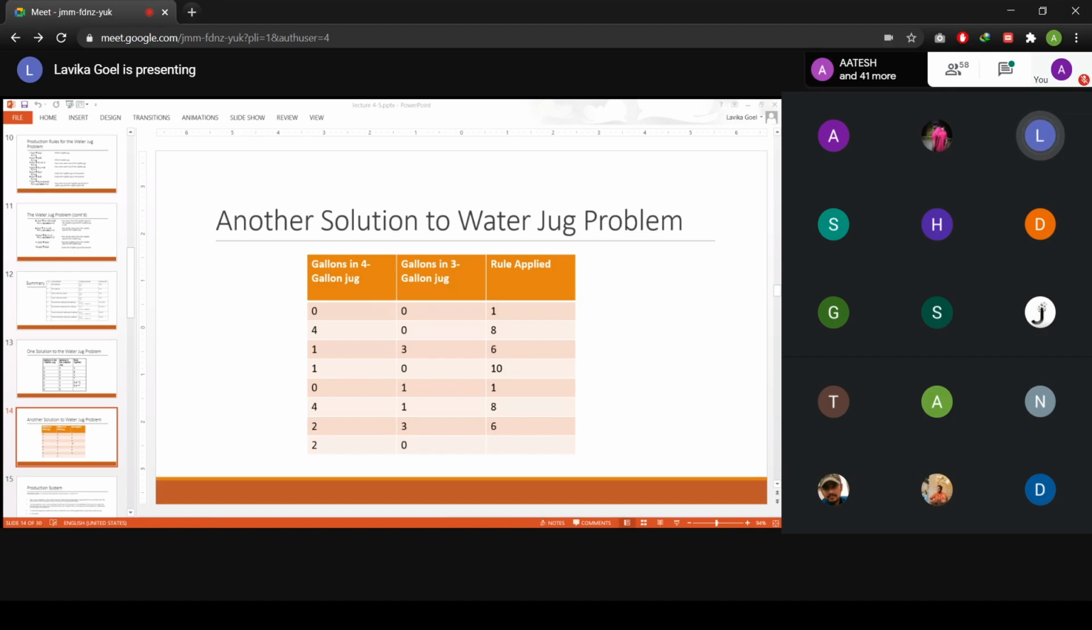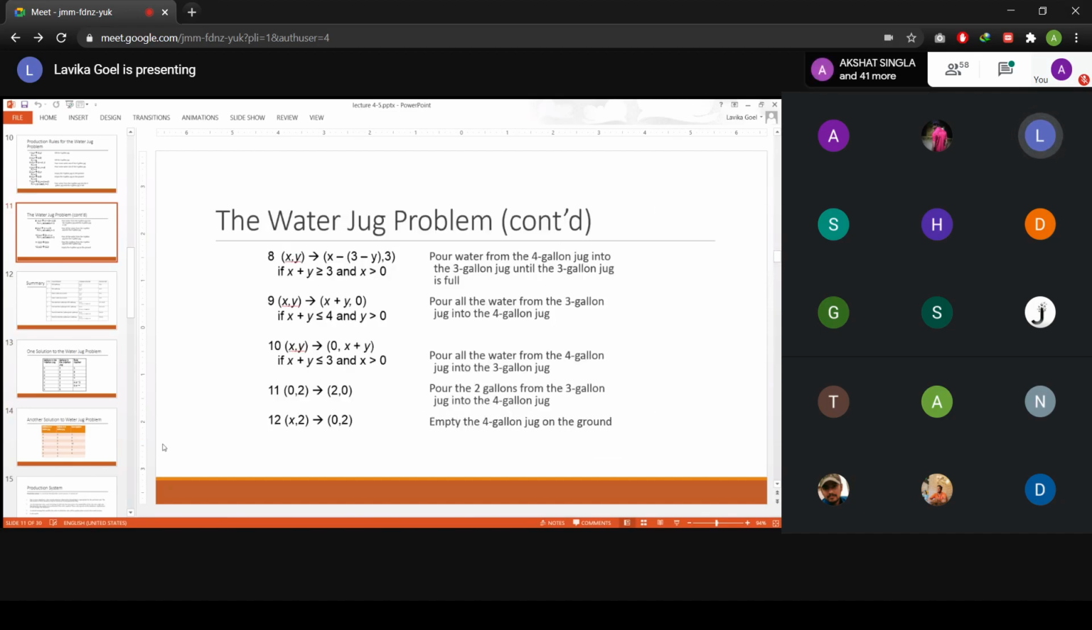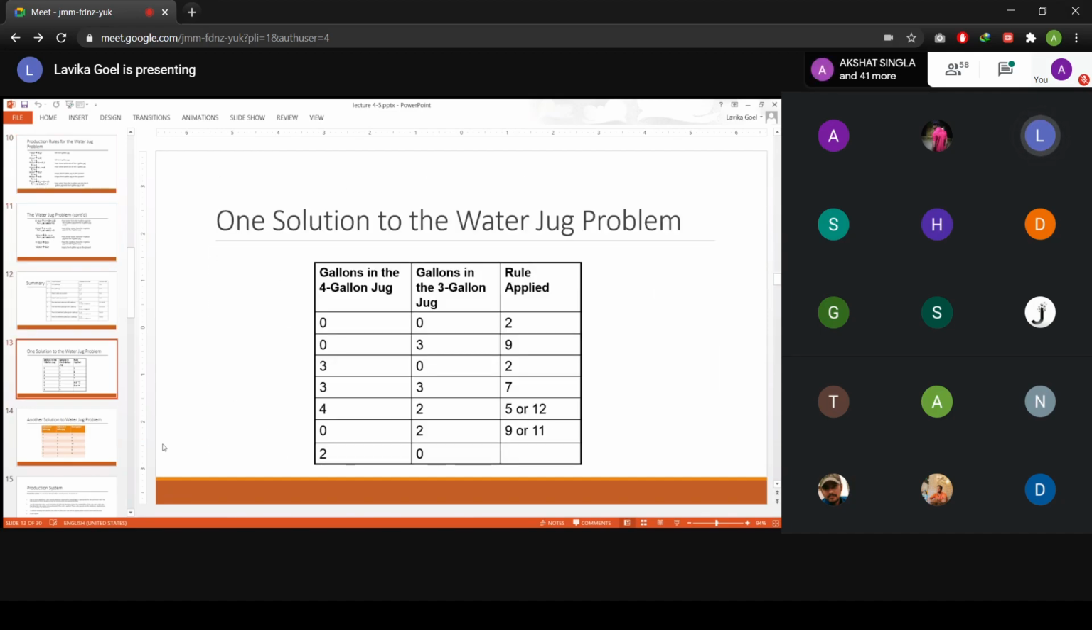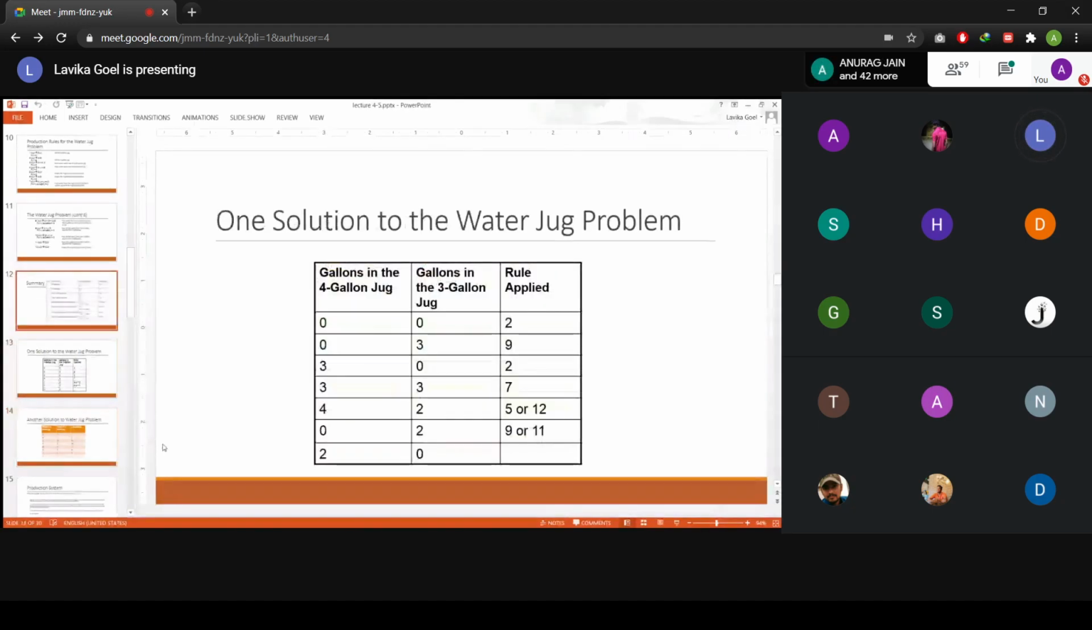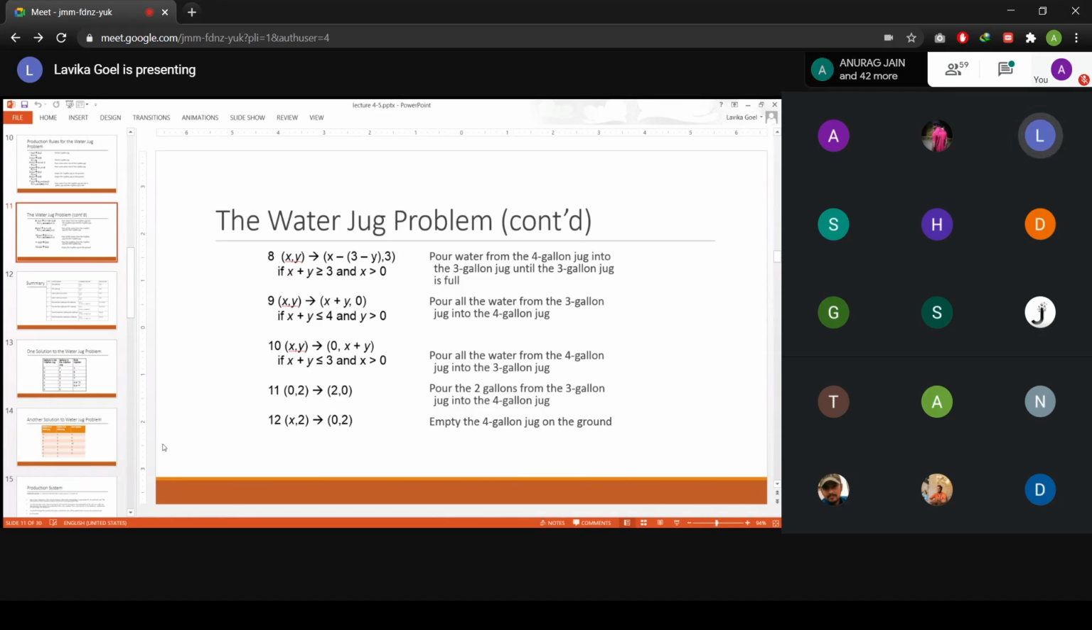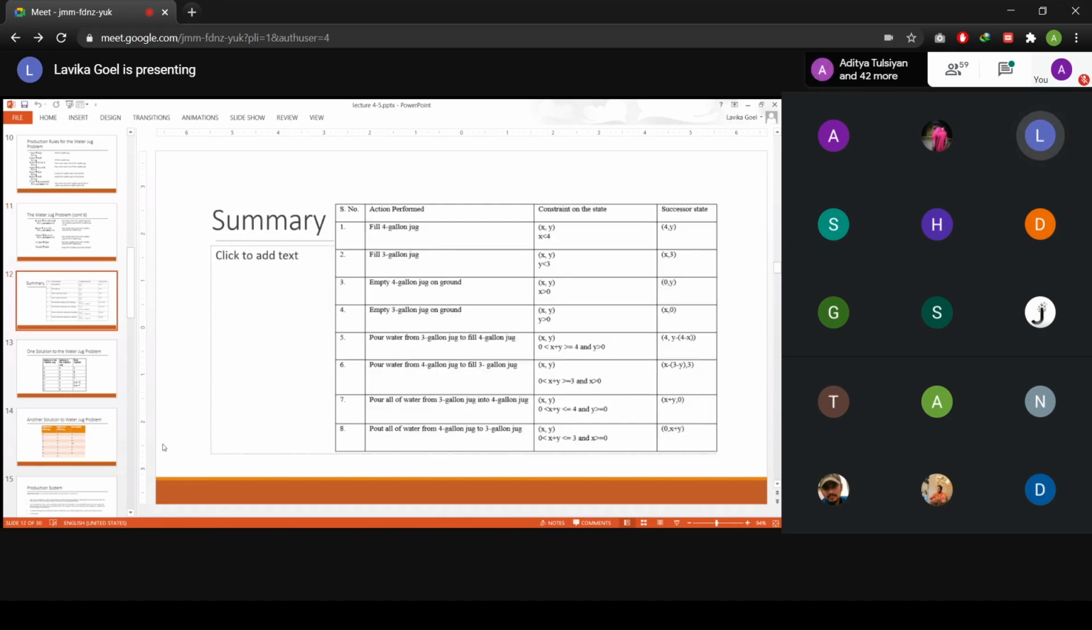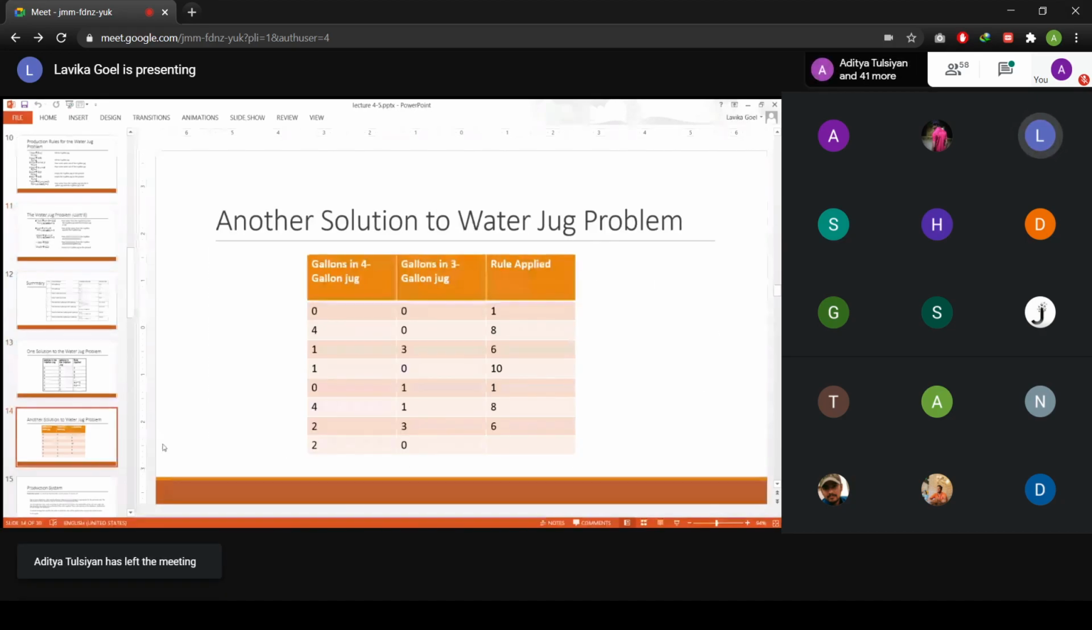So just also write the rules which you have applied. If you see here, in the first step you have the state as 0,0 and you have filled the 4-gallon jug. So that was rule number 1. Rule number 1 was filling of the 4-gallon jug. So that's what you have written over here, rule number 1. Then you got this state 4,0. Now from 4,0, you want to pour the water from the 4-gallon jug to the 3-gallon jug until the 3-gallon jug is full. So this is which rule? It's rule number 8. Rule number 8 is pouring water from 4 to 3 until 3 is full. So you write down rule number 8 over here and then you get the state 1,3.